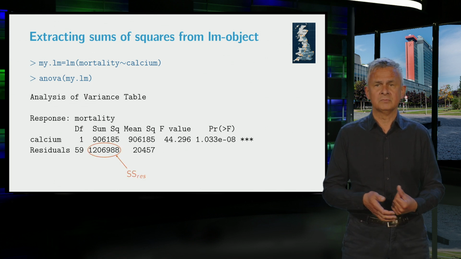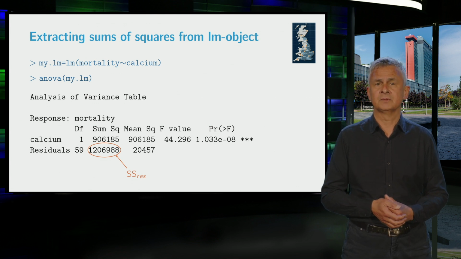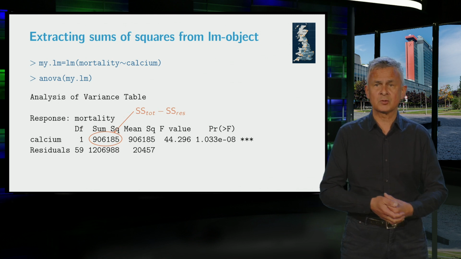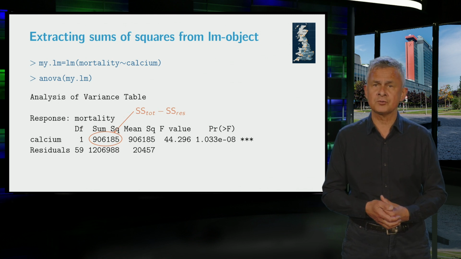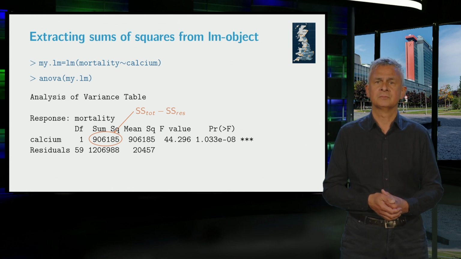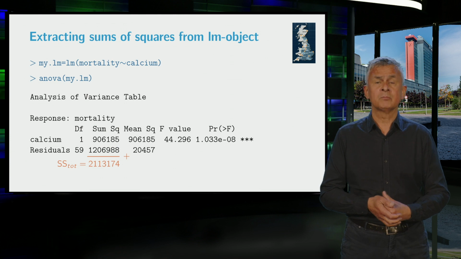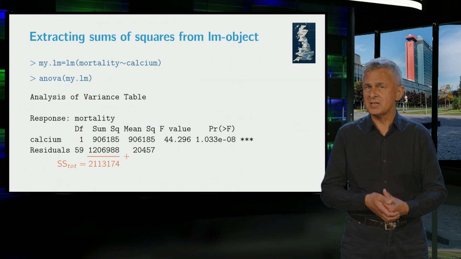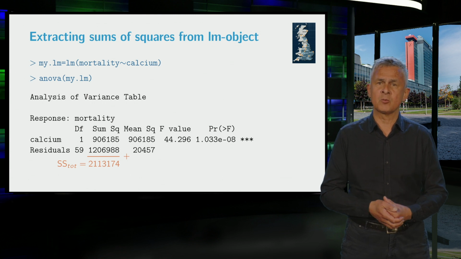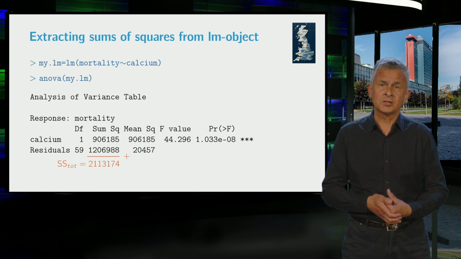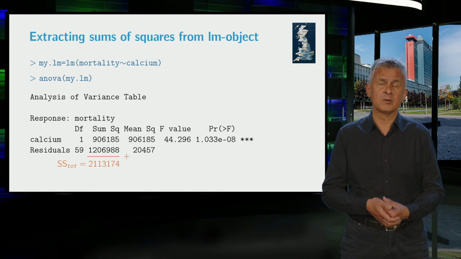In the row named residuals, you can find the residual sum of squares. And in the row named calcium, you can find the sum of squares due to the linear relationship between mortality and calcium concentration. Together, they form the total sum of squares. Well, we can already see that the majority of the variation in the y variable is due to measurement error. And this will result in a small value of r squared.